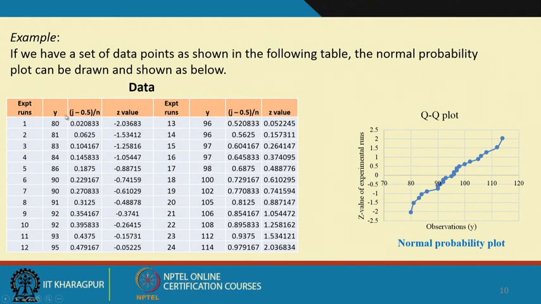Now, this is y versus z, otherwise I can do z versus y, the y observation and z observation plot, and you see that when I join all the points, it almost resembles a straight line. So, I can say the data is coming from a normal distribution, or I can say the population considered is a normal population. Okay. So, I hope that you have understood this fully.